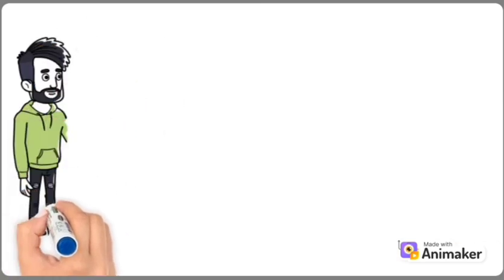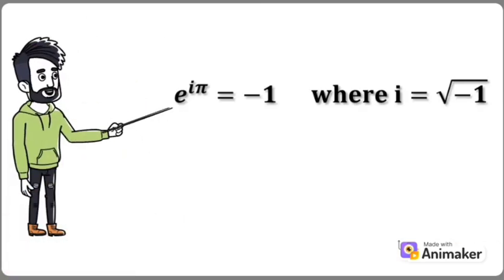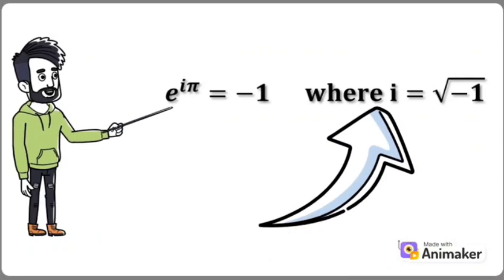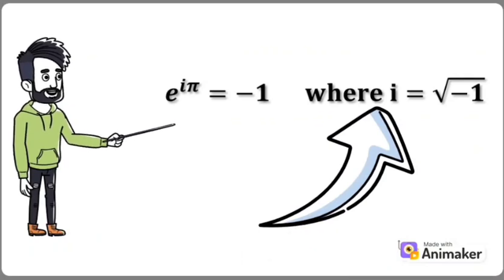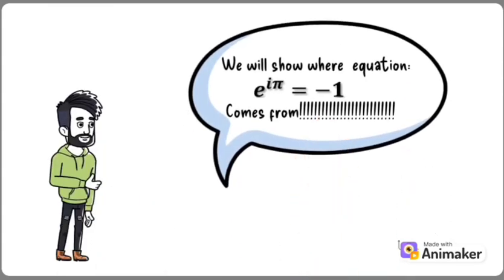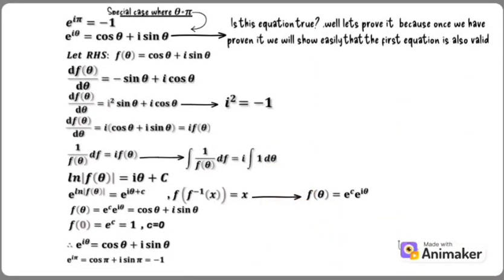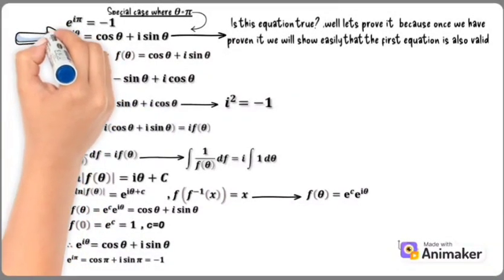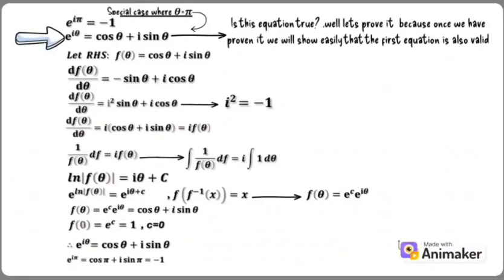Do you sometimes wonder how the famous Euler's equation, e raised to the power i pi equals -1, where i is the imaginary unit defined as the square root of -1, comes from? Well, you are watching the right video because, in this video, we will look at and prove this equation in detail. The formula e raised to the power i pi equals -1 is a special case of the general Euler's formula e raised to the power i theta equals cosine theta plus i times sine theta, where the input theta is pi. Wait a minute, how is e raised to the power i theta equal to cosine theta plus i times sine theta? Well, let us prove this first, as it will help us a lot in showing that e raised to the power i pi equals -1.